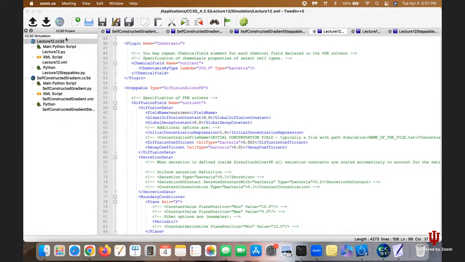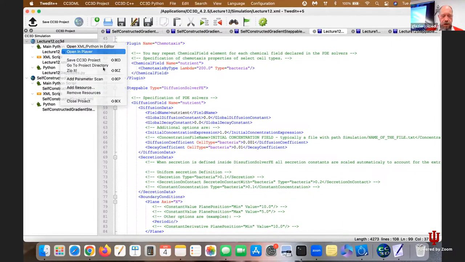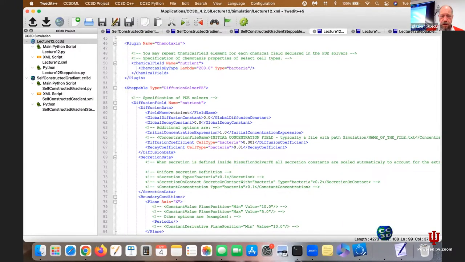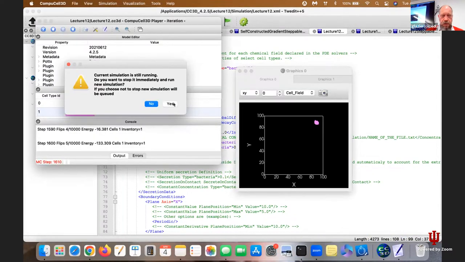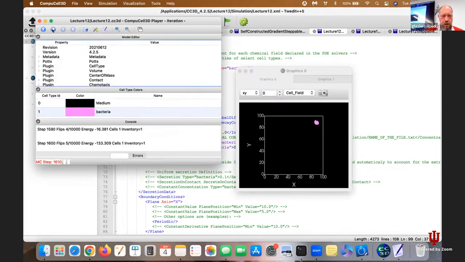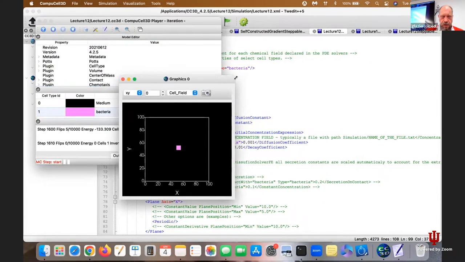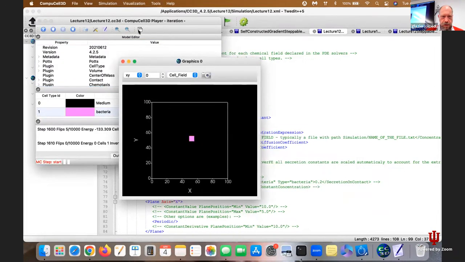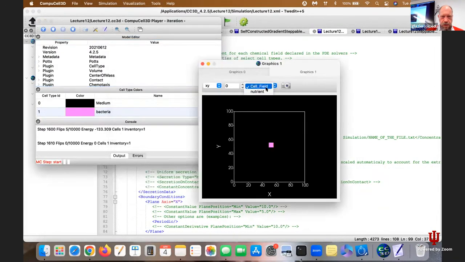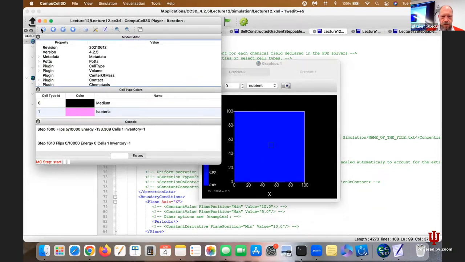So when I run it, you may have to screen share the. Oh, there you go. Okay. Great. Okay. It moves, but it's not like actually eating the nutrient.